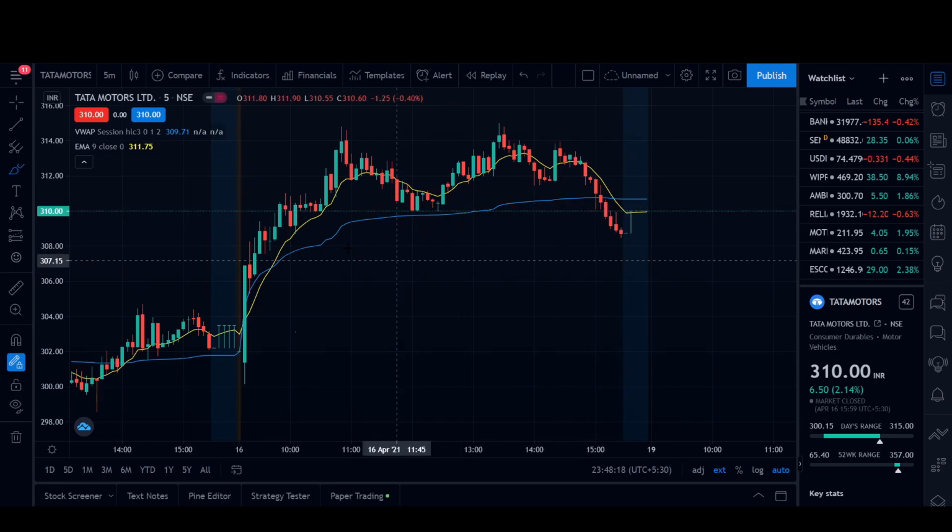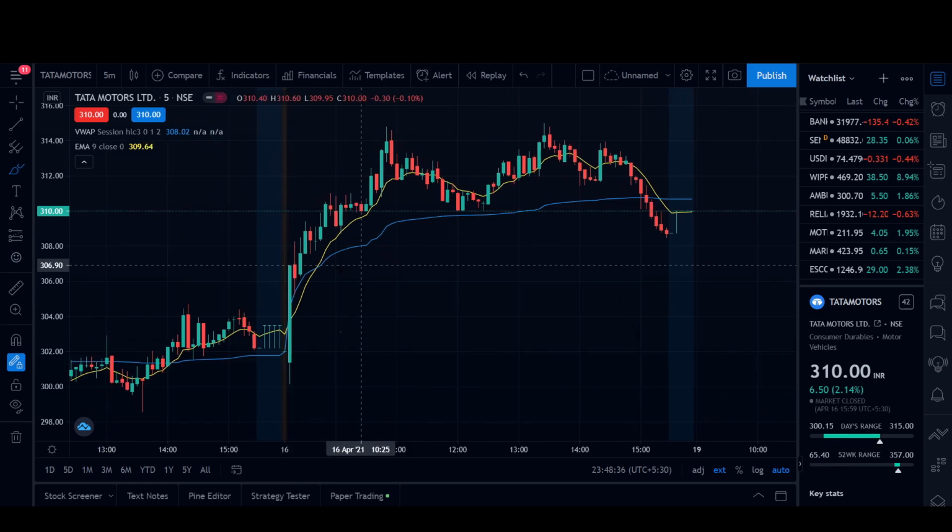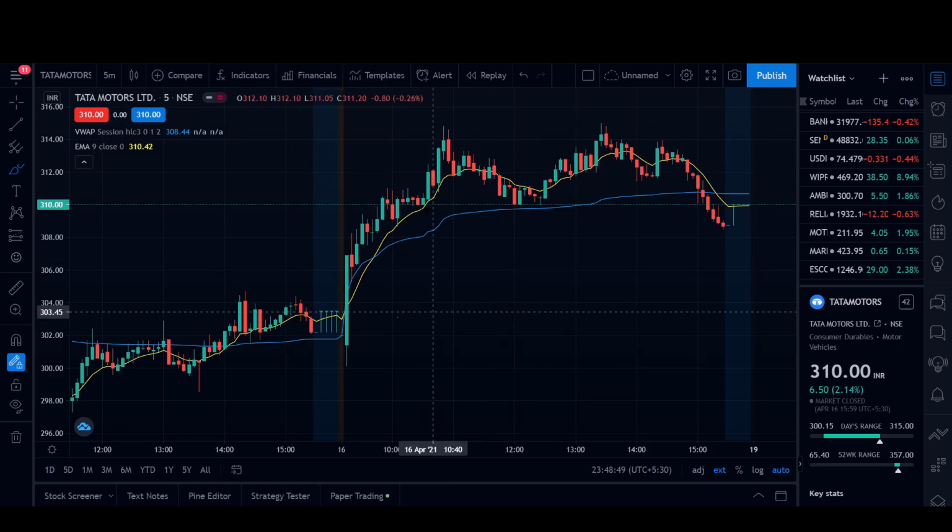As I said, the 9 EMA gives us a point to enter. We enter, we keep a target of, let's say, 1%, and we keep a stop loss just below the VWAP, as the VWAP provides support to the price here. As we can see, even here it has provided support. So the VWAP is a very strong support, as I said earlier. This was an example of a bullish trade.